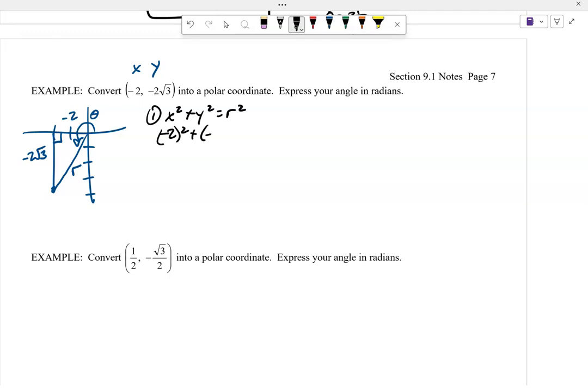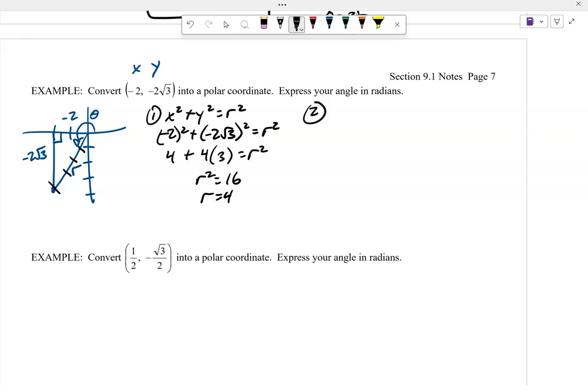So -2 squared plus -2 root 3 squared equals r squared. 4 plus, negative 2 squared is 4. Root 3 squared is just a 3. So we got 4 plus 12, we got 16. So it looks like our r ends up being 4. So this is a distance 1, 2, 3, 4 out there. Right? So we now know the r distance from the pole out.